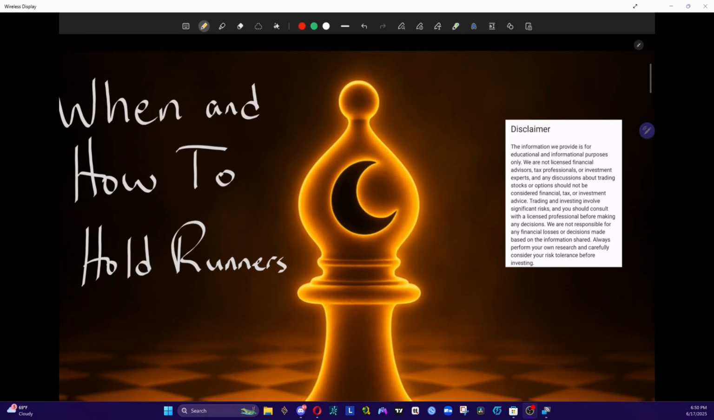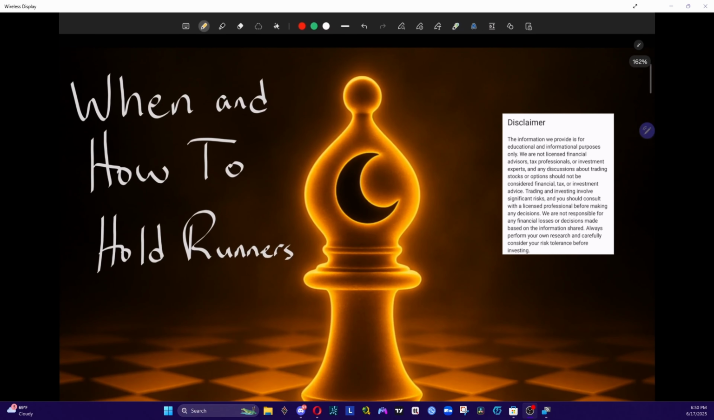But today, again, we'll be talking about when and how to hold runners. Primarily for this part, we're going to talk about when to hold runners. The more in-detail part is how to hold runners, which is going to cover not only strategies, but trimming, possible indicators to use, momentum, and so on and so forth.